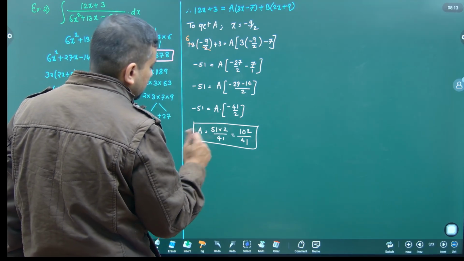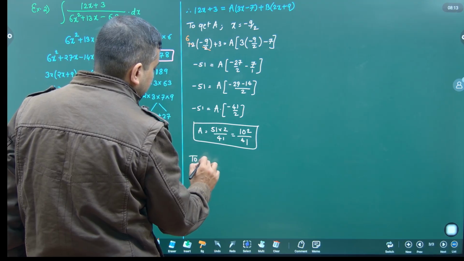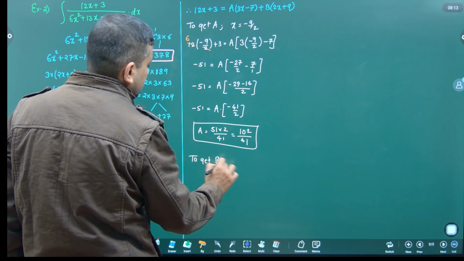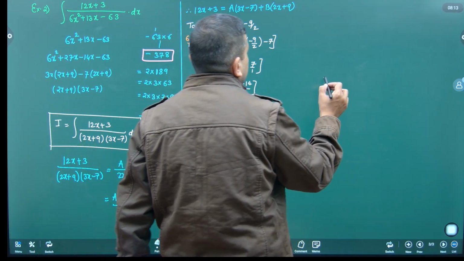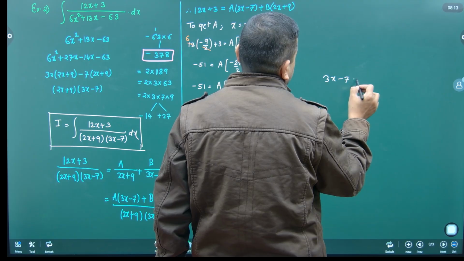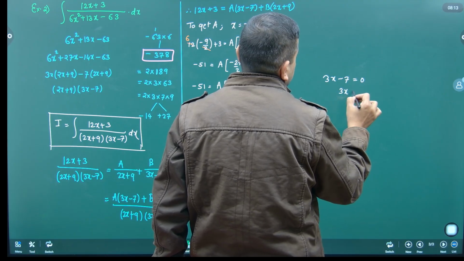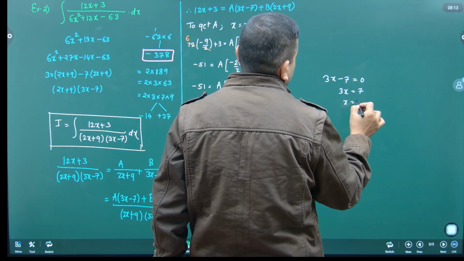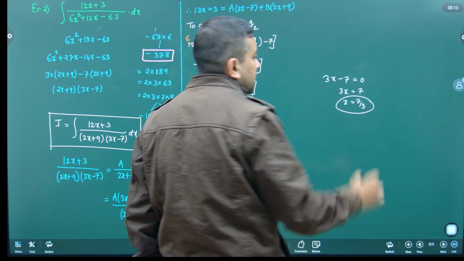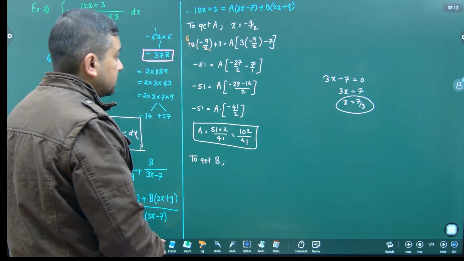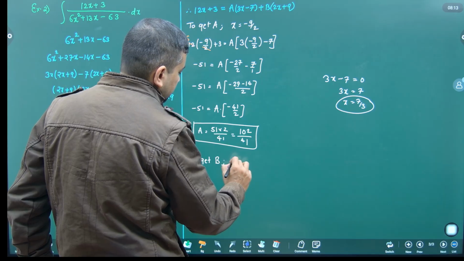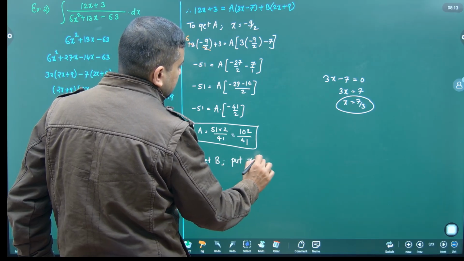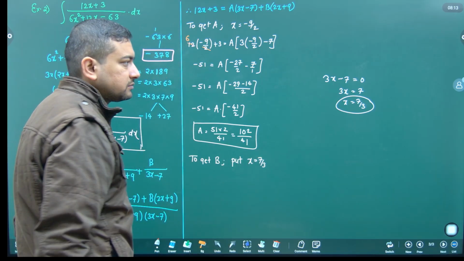Now let us find out B. So to get B, what do you have to do? You have to make the A term 0. That means you have to make 3x minus 7 as 0. 3x will be equal to 7. You have to put x equal to how much? 7 by 3. So to get B, put x equal to 7 by 3.